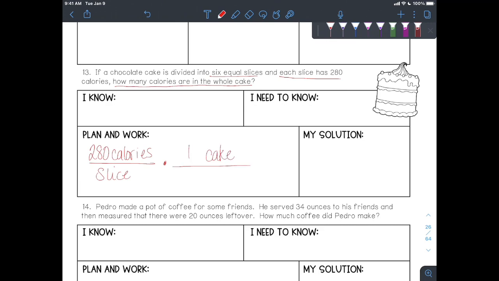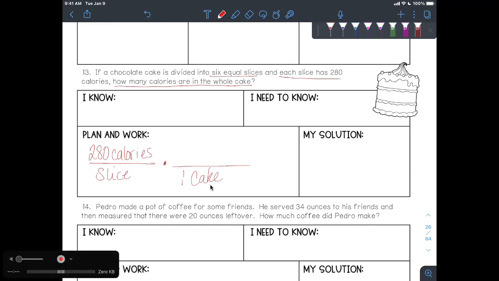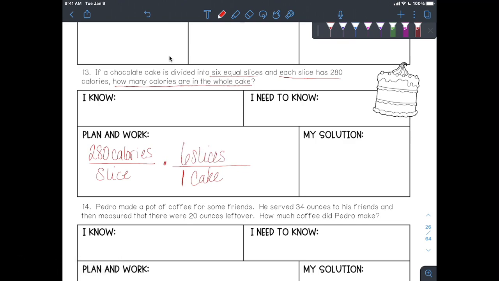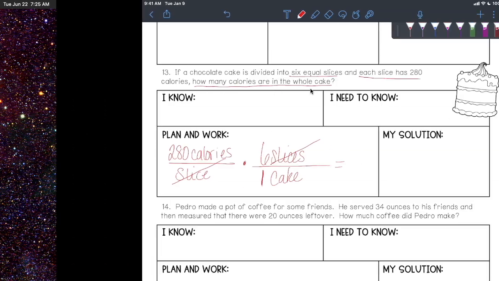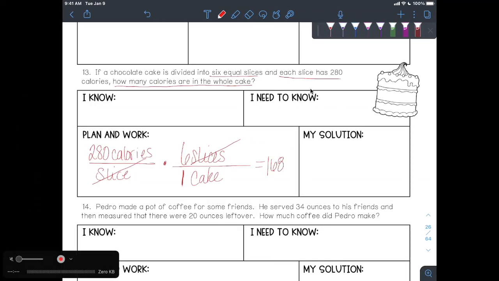So now, oh, whoops. I want to change this into calories per cake. So I need to get rid of slices. How many slices were in one cake? I see 6. 6 slices. Slices cancel, and I can multiply these out. 280 times 6. 1,680.